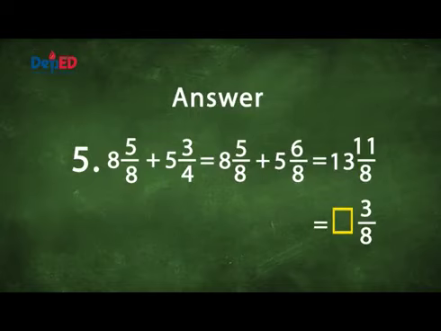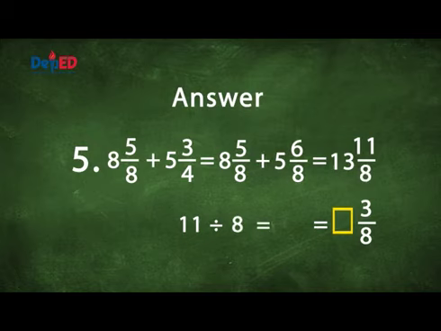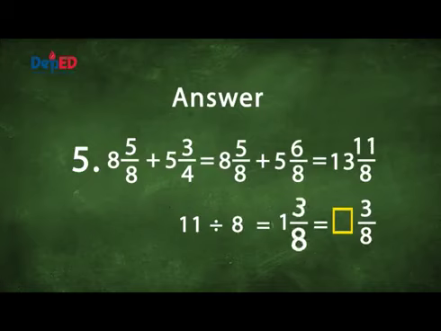We have 13 and 11 eighths. Since 11 eighths is an improper fraction, we need to change or rename the answer to a mixed number. Let us recall how we change an improper fraction to a mixed number. Divide the numerator by the denominator. The quotient will be the whole number, the remainder will be the numerator, and the divisor will be the denominator. Therefore, 11 eighths is equal to 1 3/8.